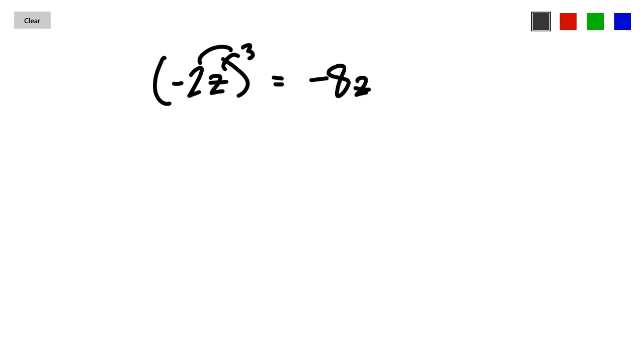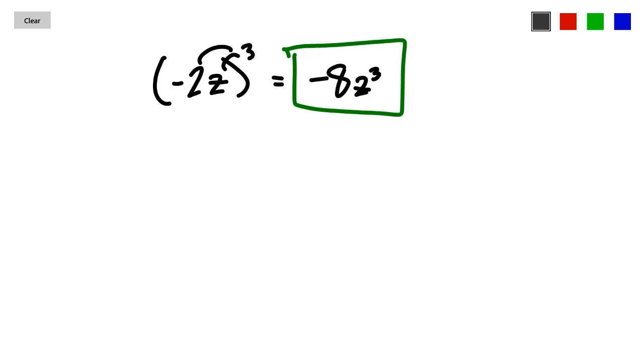Let's say that I had negative 2z raised to the 3rd power. So in this case, all I have to do is distribute the exponent to both of the terms. So I have a negative 2 raised to the 3rd power, which gives me a negative 8. And then z raised to the 3rd power is just z cubed. And that's all I have to do for this expression, because there aren't any other terms for me to multiply or divide in order to simplify this.